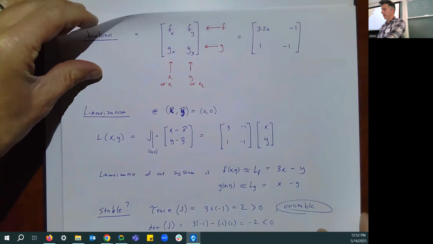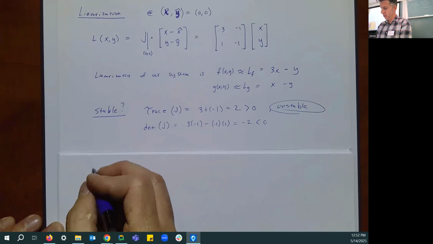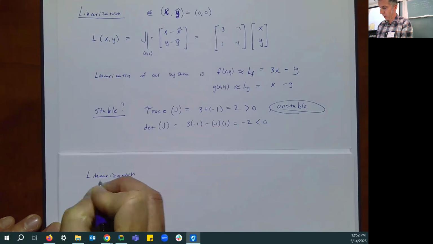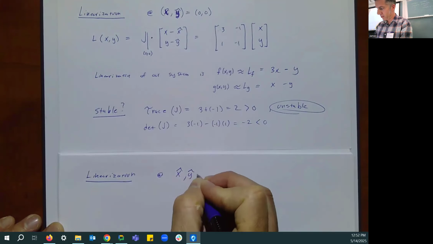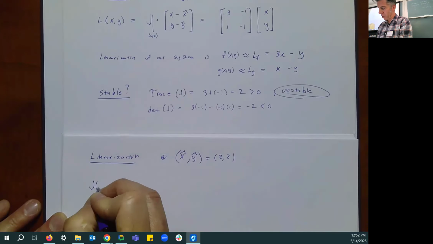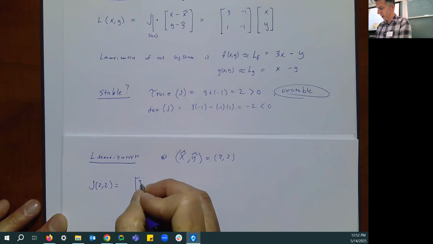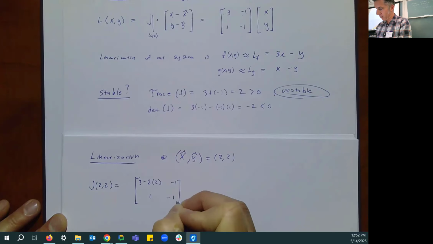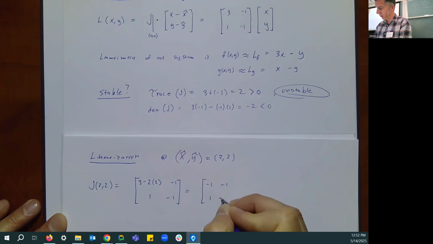Okay, let's do the other one where we're finally going to get some stability for once. So for our other linearization, at the other equilibrium point, which was (2, 2), our Jacobian at (2, 2) is going to equal, I'm just going to plug in, 3 minus 2 times x, -1, 1, -1, which ends up being [3 minus 4, -1; 1, -1].